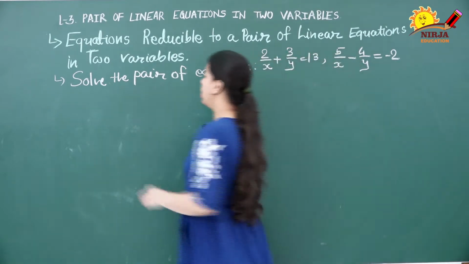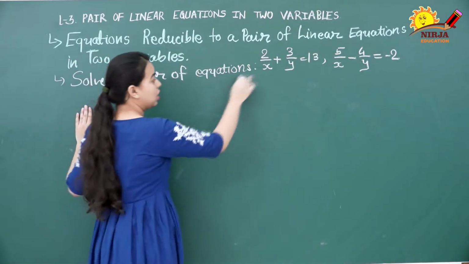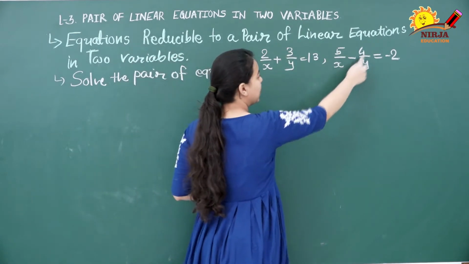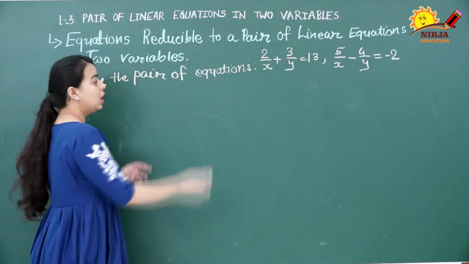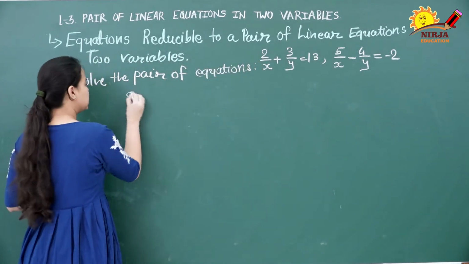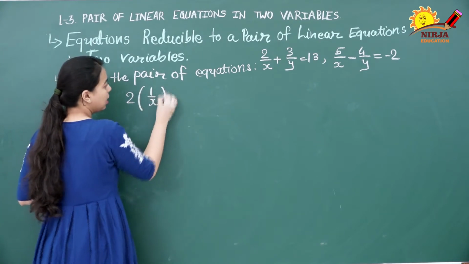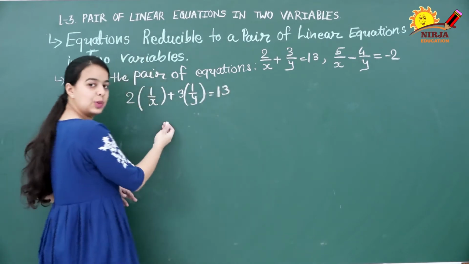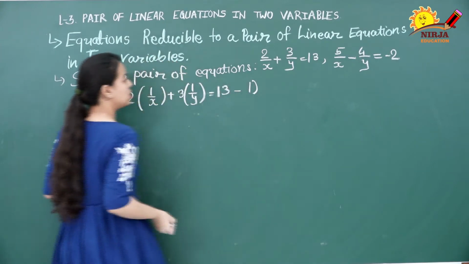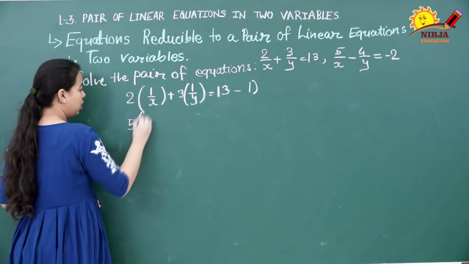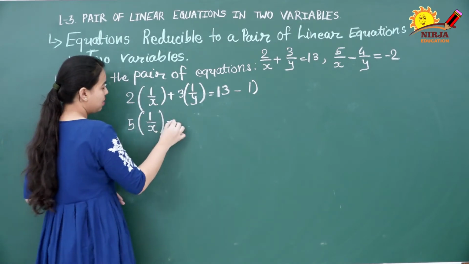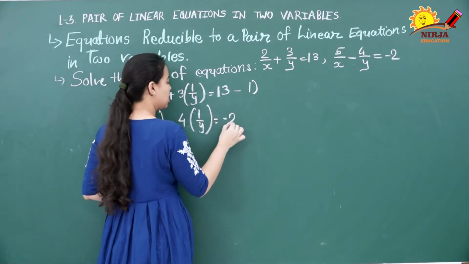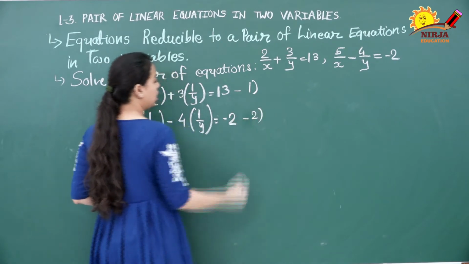Now let's see. Solve the pair of equations 2 upon x plus 3 upon y is equal to 13 and 5 upon x minus 4 upon y is equal to minus 2. Two equations are given. We can rewrite this as 2 into 1 upon x plus 3 into 1 upon y is equal to 13. Let's indicate this as equation 1. Second one, 5 into 1 upon x minus 4 into 1 upon y is equal to minus 2. Let's consider this as equation 2.